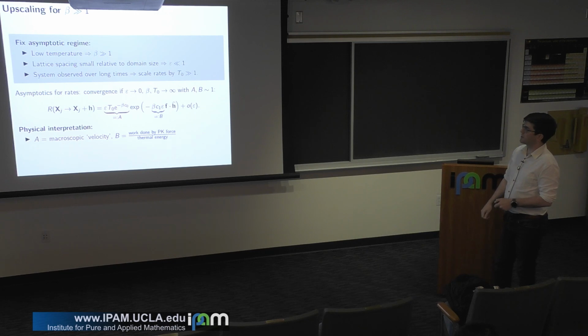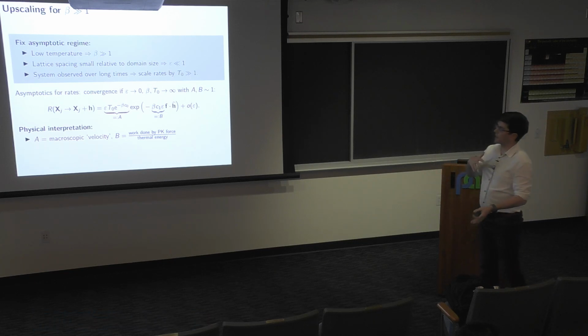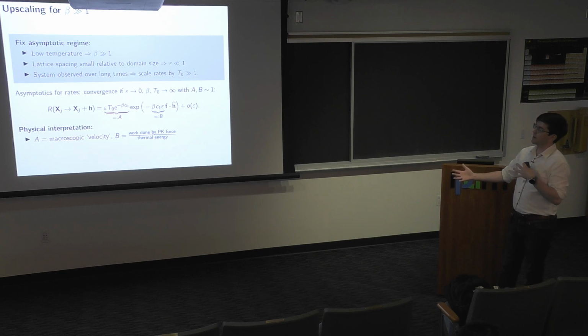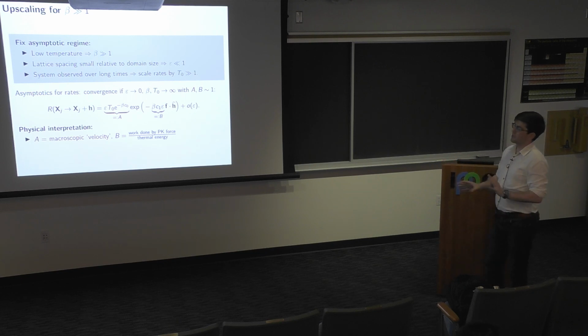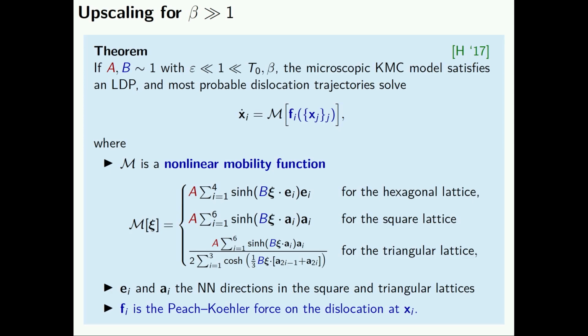And then B is kind of the ratio between the energy that you've got available thermally to the work done by the Peach-Koehler force. And if this is too large, then basically you won't see anything happen. And if it's too small, you'll see everything happen too fast. So if you tune these exactly right, and by exactly right, I mean any value strictly between 0 and infinity, then you will get something right. So this tells you the asymptotic regime in which you observe a large deviations principle.